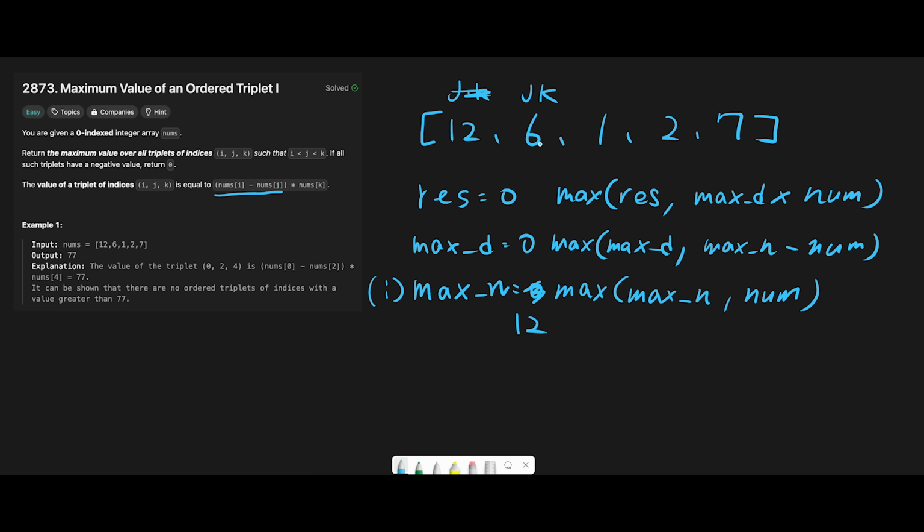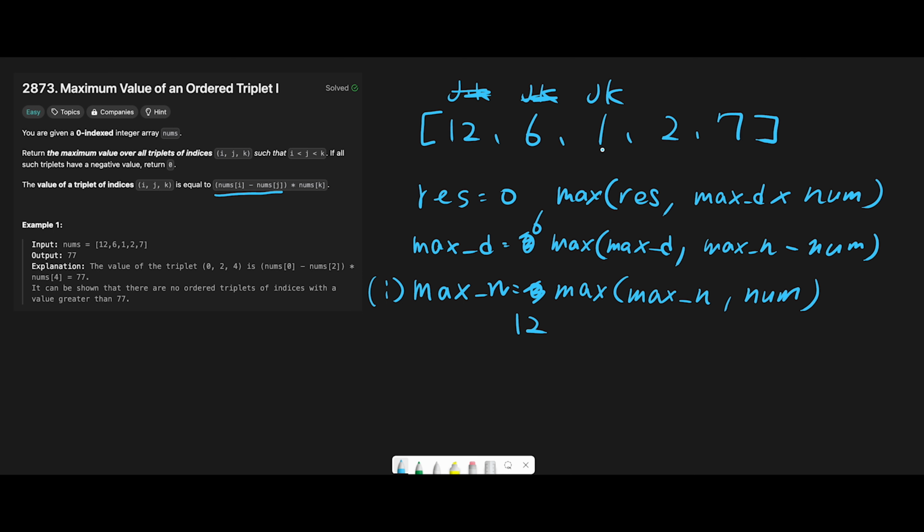And we find 6. So actually we do the same thing. The current result is 0, and the max difference 0 multiplied by current number 6 is still 0. And the max difference should be 0 versus 12 minus 6. So 6 is bigger than 0, right? So that's why we update max difference to 6. And the max number is 12 versus 6, so 12, right? And then move next.